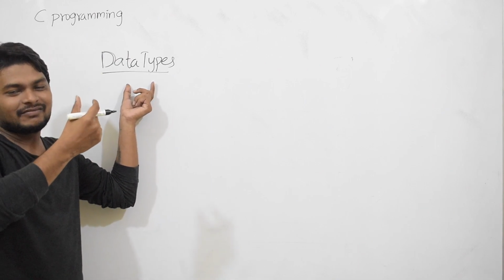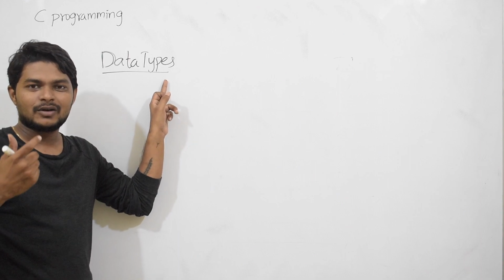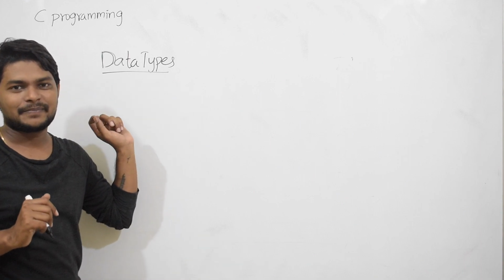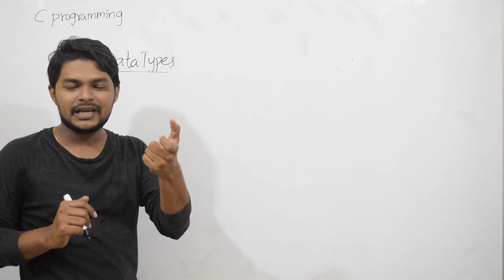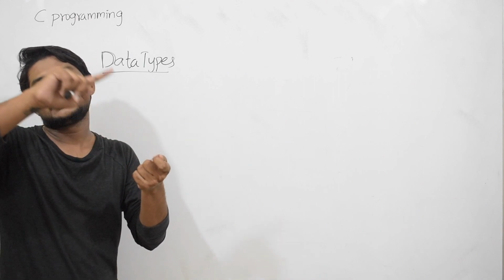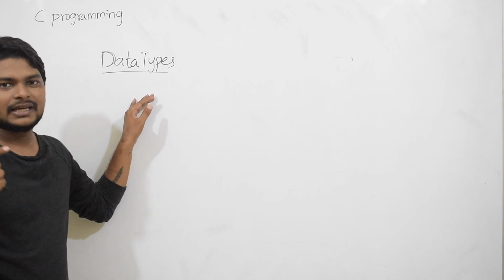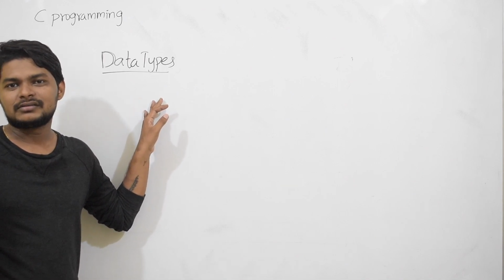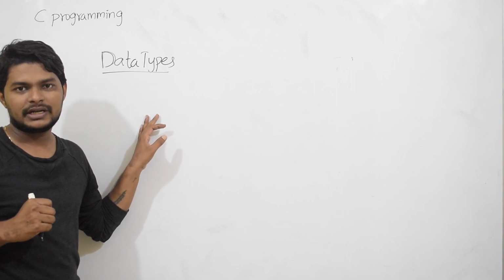Now, by seeing this word, there are two words. One is data, another one is type. What do you mean by data? What do you mean by type? Actually, data means any useful information. And in which type is that information? That is called data type. Normally, every language has data types. Especially in C, there are three important data types.